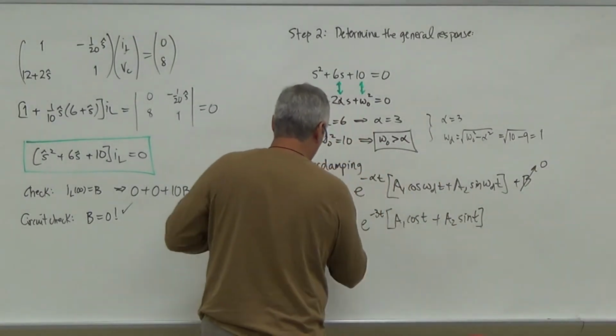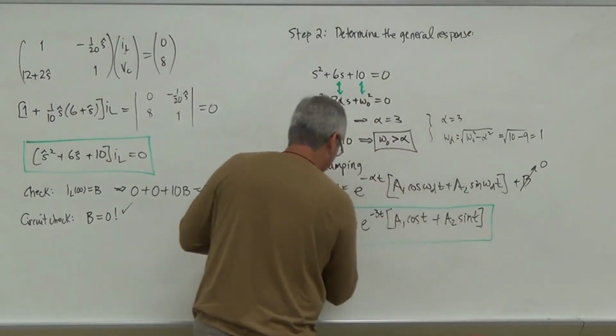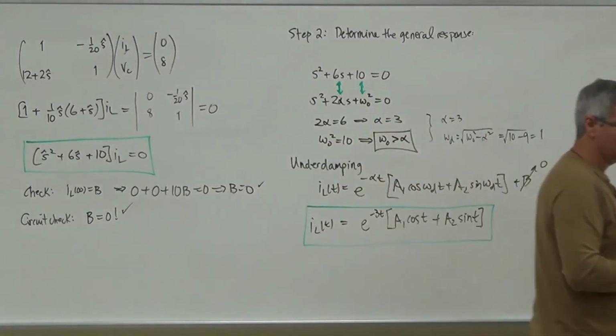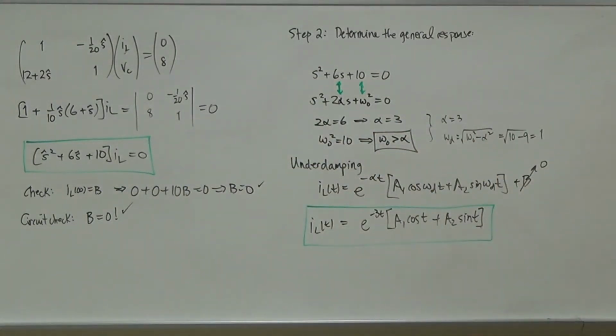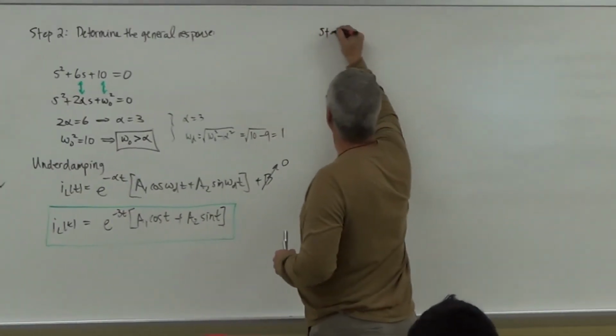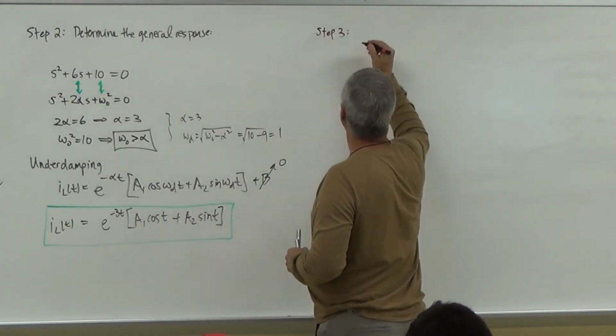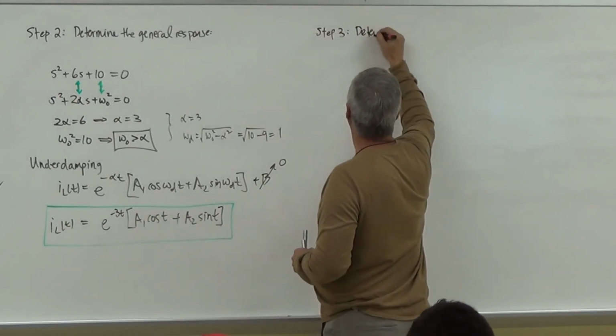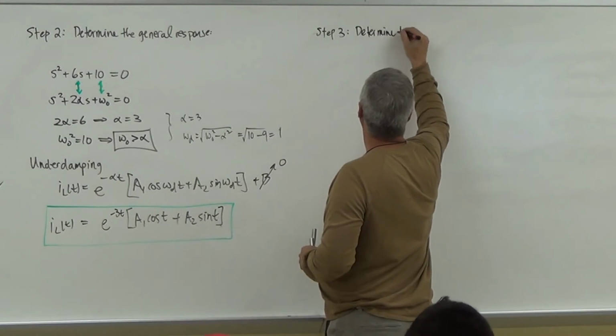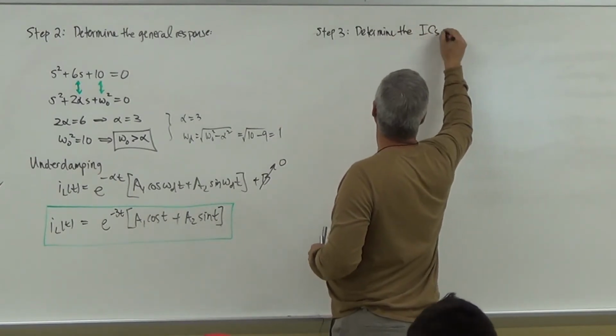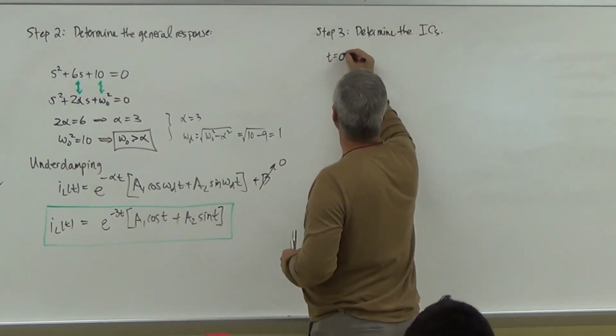So what is my job? My job is to now go calculate A1 and A2. Okay? And that's what steps 3 and 4 do. You got to do those simultaneously. So we're at step 3 now. Step 3, we want to determine the initial conditions. So let's look at the circuit at 0 minus.